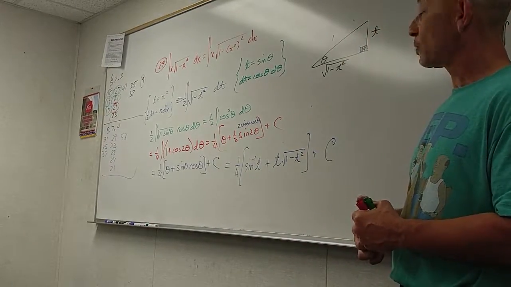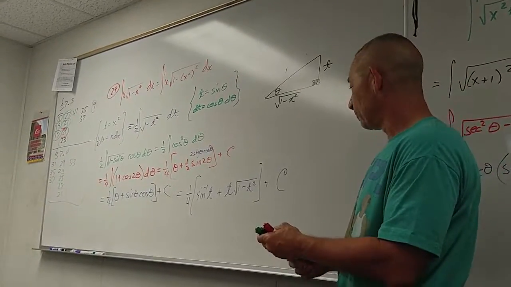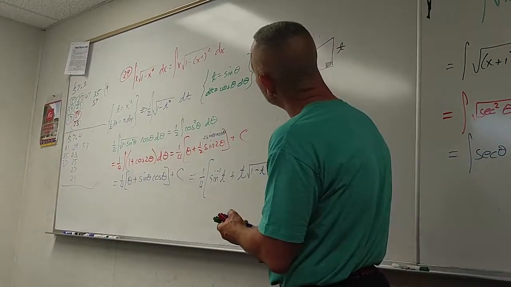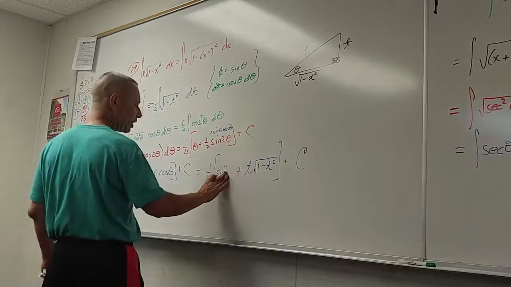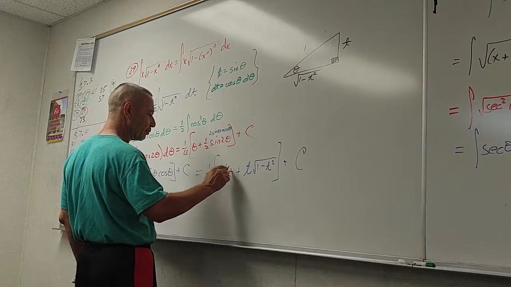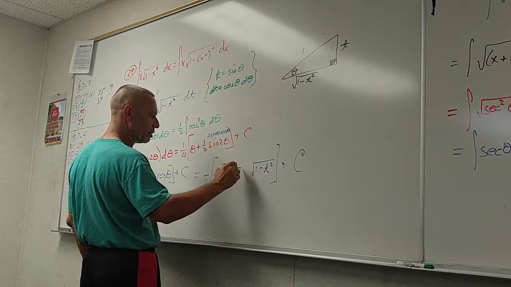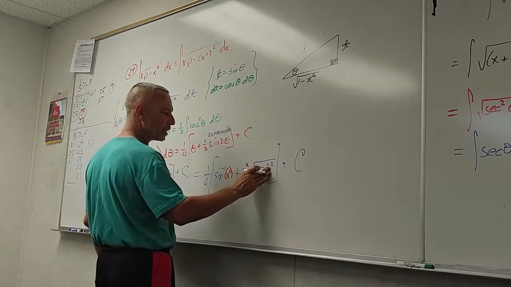Don't forget, we actually have to go back one more variable. t is equal to x squared. So this is x squared. This is x squared. And this is x to the 4.